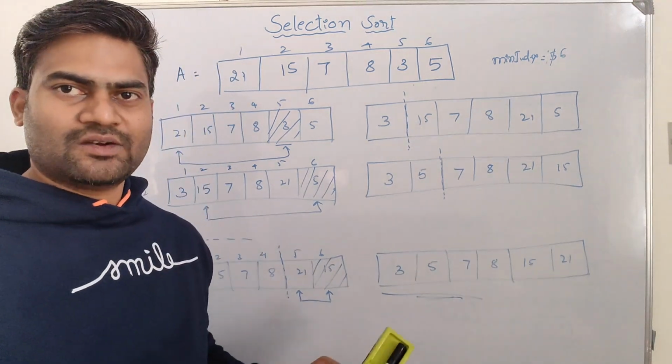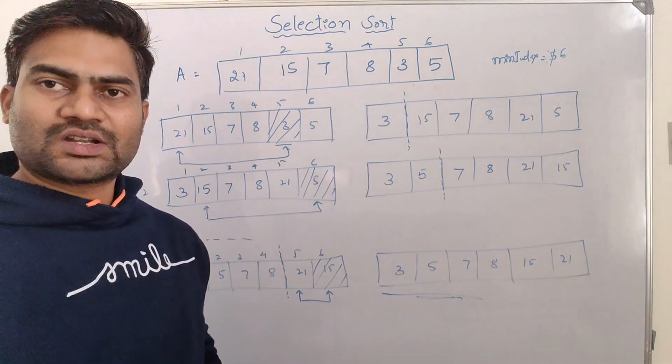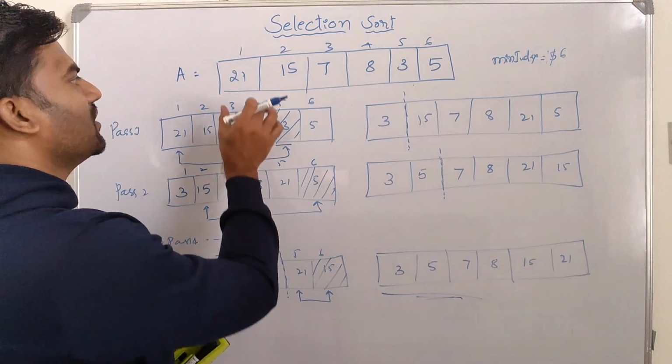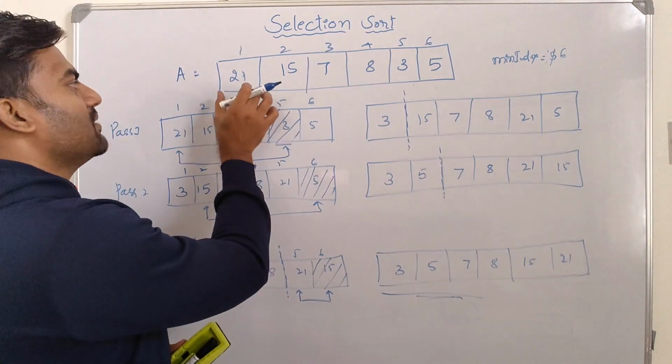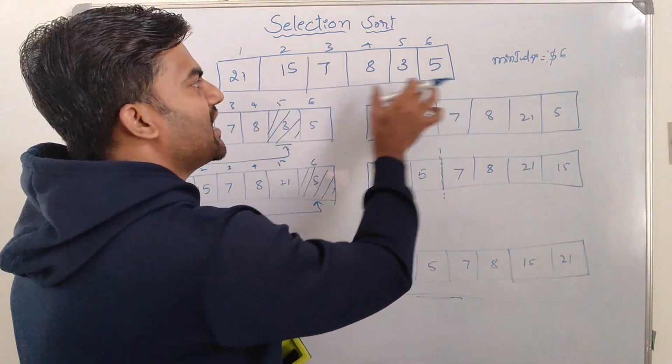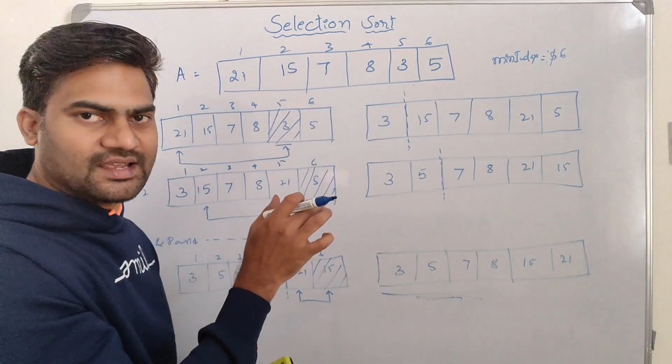So this is basically how selection sort works. One thing we need to understand: if we want to fix a particular element at any index, then I will have to scan the entire remaining elements in that array.